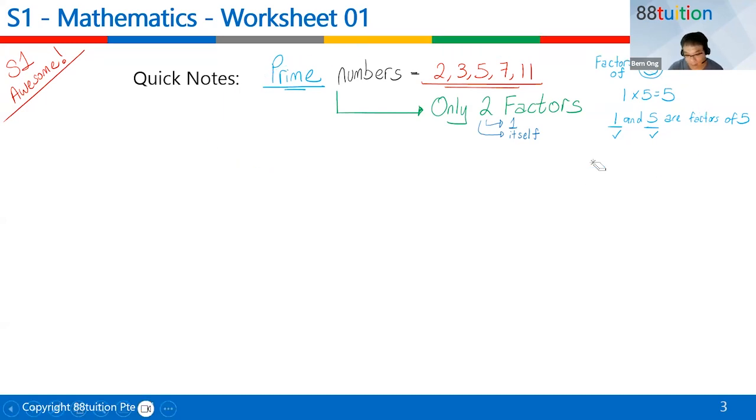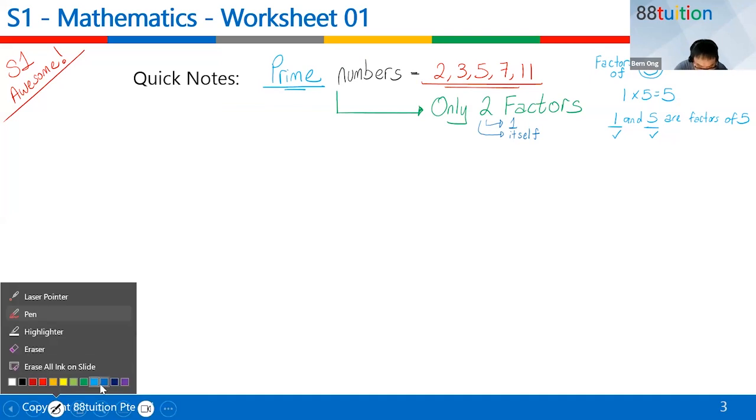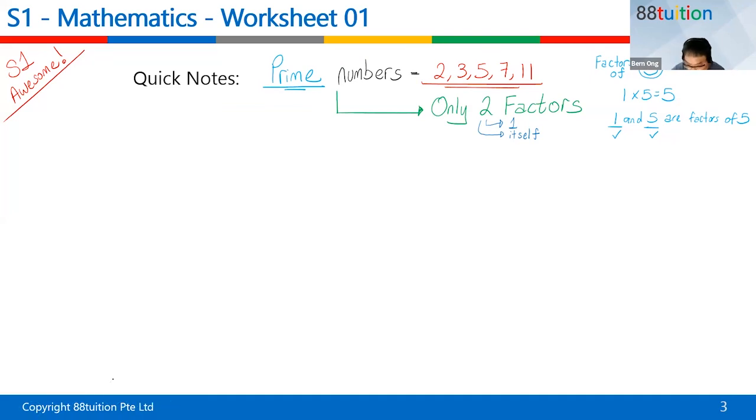Ken, what's the next prime number? Is it 12? 13. Thank you, Janavi. Thank you so much. All right. So why is it not 12?